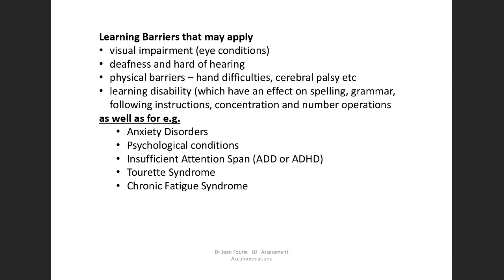Children who are deaf or hard of hearing can get accommodations. Various physical barriers such as problems with hands and writing, and learners who have cerebral palsy, which affects one's motor development. It's a neural difficulty that affects the movement of the hand and the body. For various specific learning disabilities, and we know that learning disabilities have an impact on a learner's ability to read accurately and fast, on spelling and grammar and concentration.